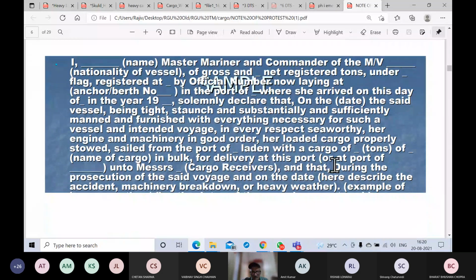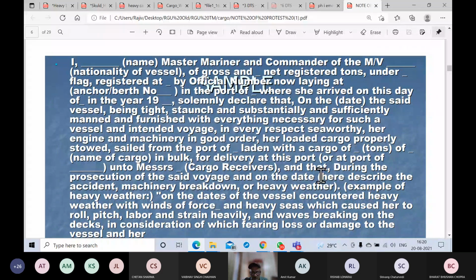This is a kind of letter of protest given to cargo receivers. Not very important, just as an example only.